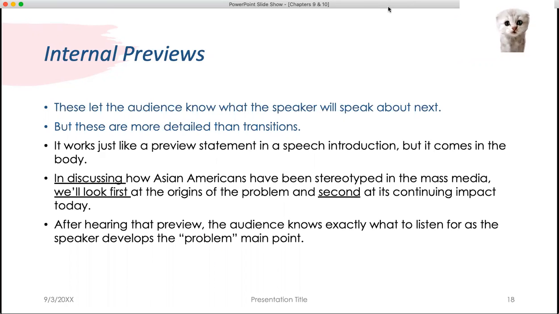Internal previews. These let the audience know what the speaker will speak about next. But these are more detailed than the transitions. It works just like a preview statement in a speech introduction, but it comes in the body of the speech. Notice, in discussing how Asian Americans have been stereotyped in the mass media, we'll look first at the origins of the problem and second at its continuing impact today. After hearing that preview, the audience knows exactly what to listen for as the speaker develops the problem main point.